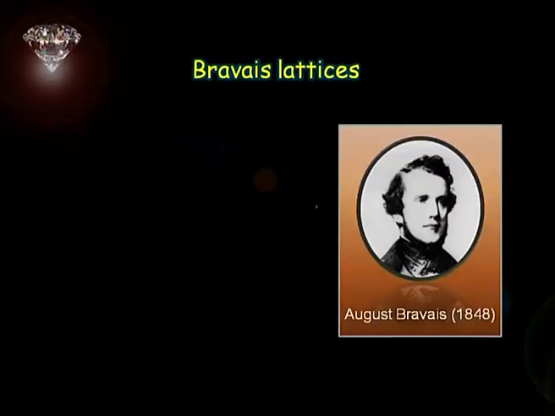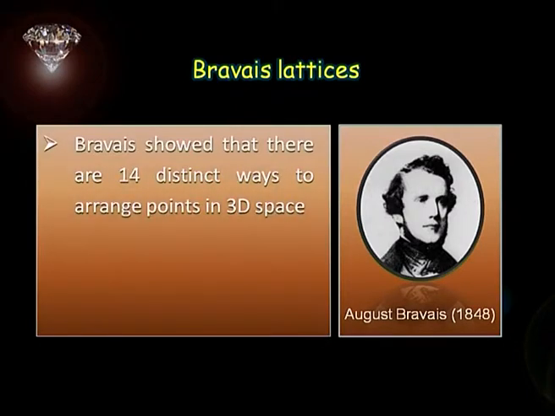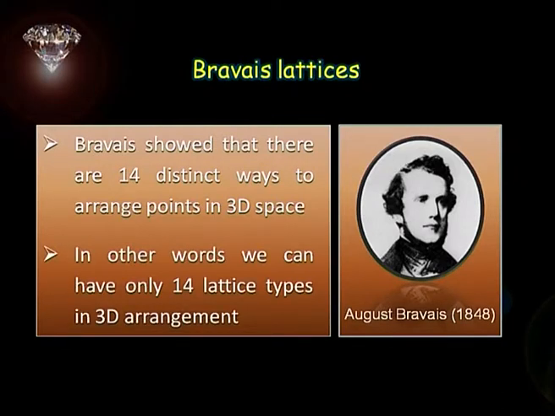So, having done all this, let us now move on and see what Bravais lattices are. We did talk about Bravais lattices in the context of 2-dimensional lattices. Now, we are referring to a 3-dimensional lattice. Basically, Auguste Bravais in 1848 mathematically showed that there are only 14 distinct ways to arrange points in 3-dimensional space. In other words, we can have only 14 lattice types in 3D arrangement.